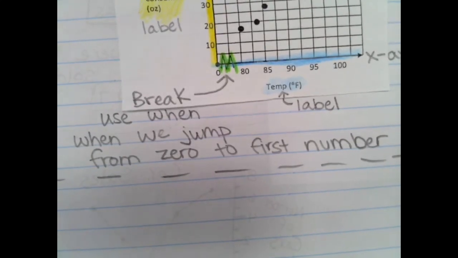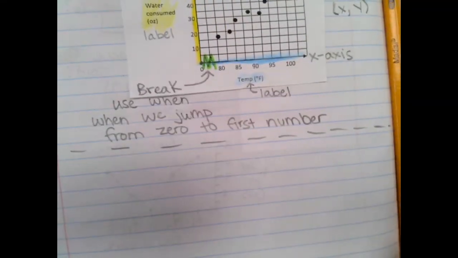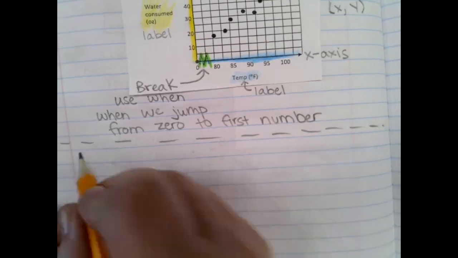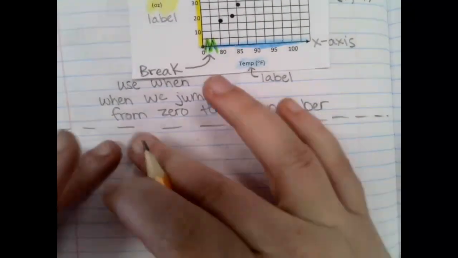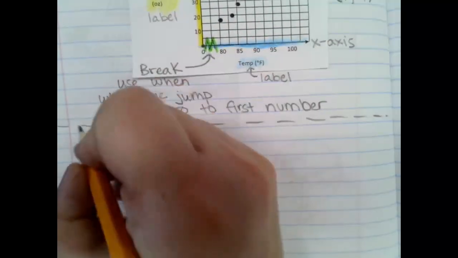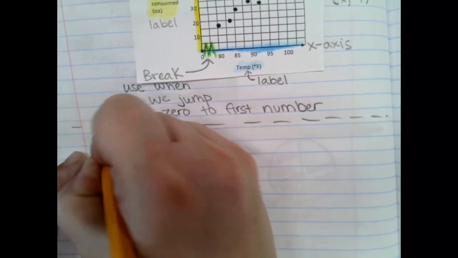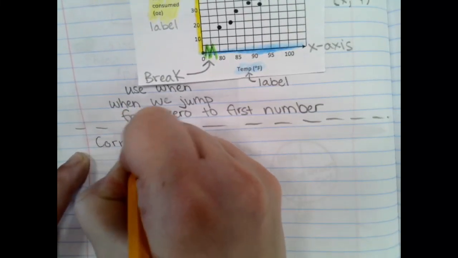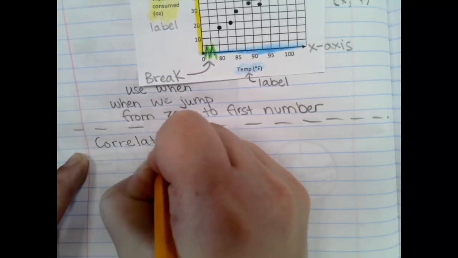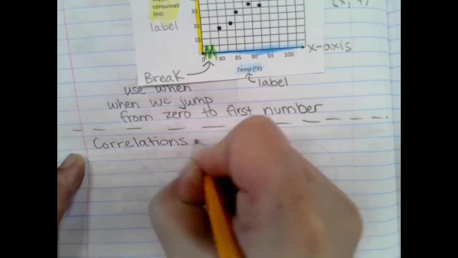Alright, next thing we're going to talk about, we have a lot of vocab today. The next thing we have is correlations. So I'm going to do that little line across, kind of going to a new idea with scatterplots. And that's correlations.